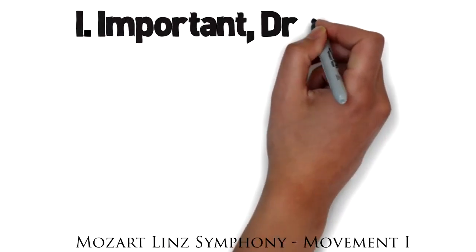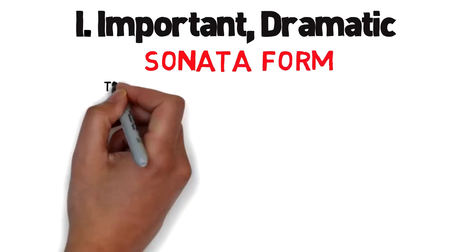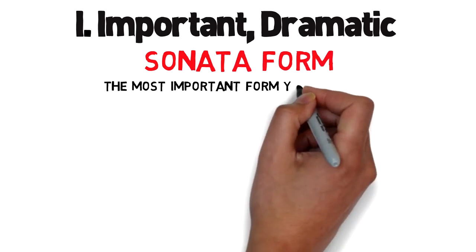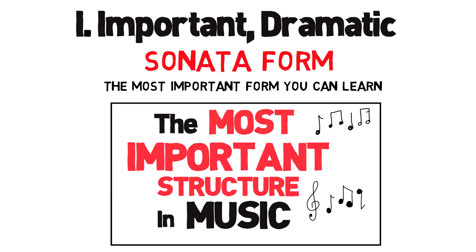So the first movement is almost always in sonata form. I said before that sonata form is the most important form you can learn. If you're going to learn just one, learn this one because it appears everywhere. I've made a separate video especially for sonata form, so definitely watch that if you want to get a better understanding of how great composers work and how to listen to a sonata.